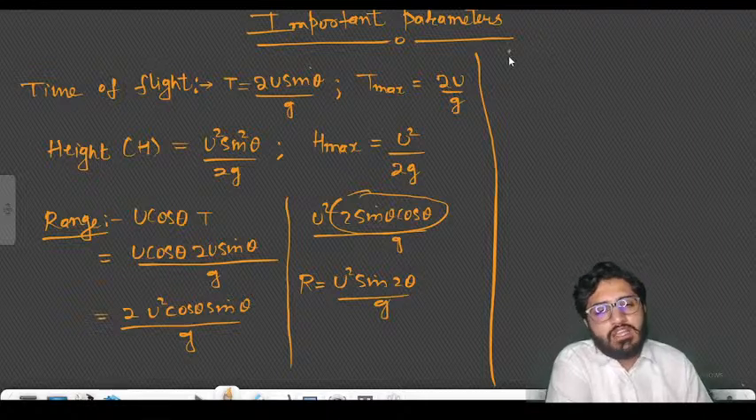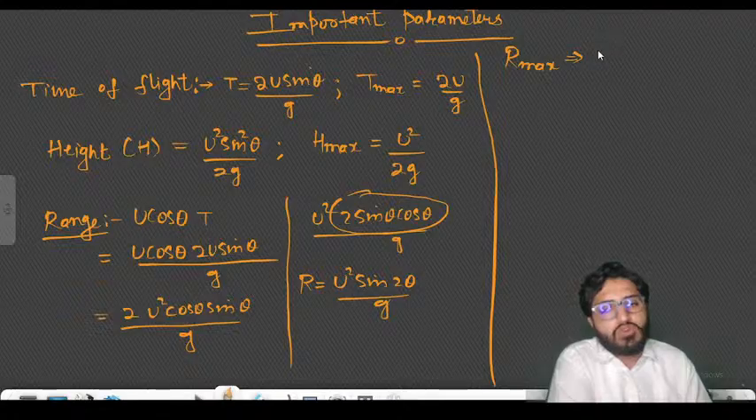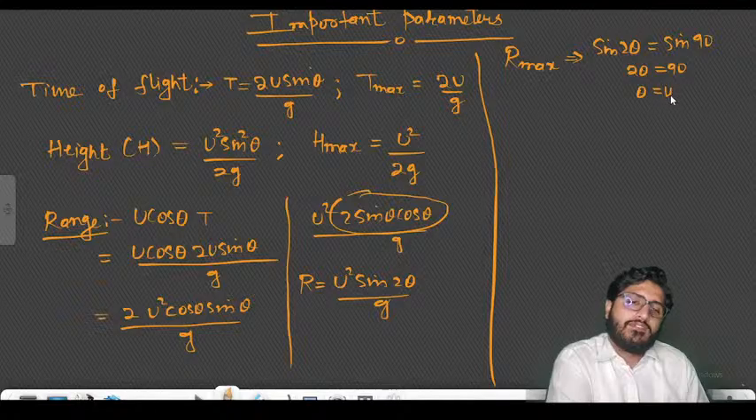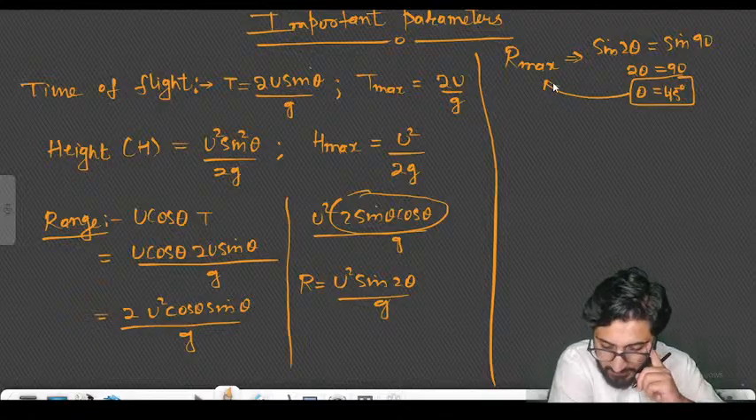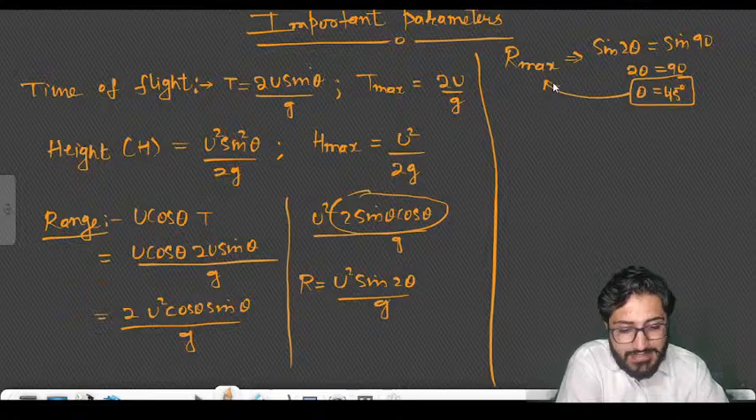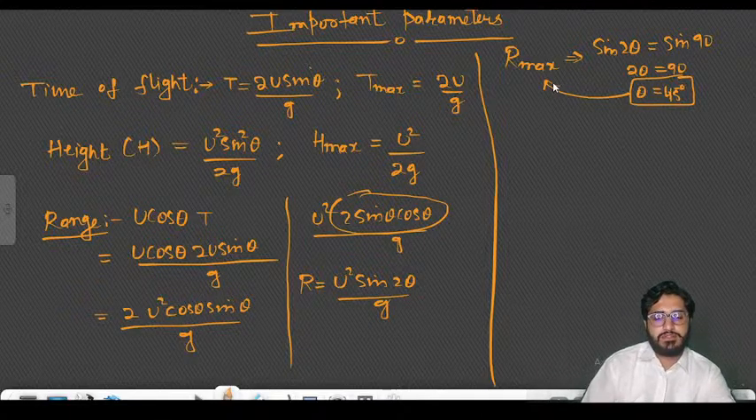So if we have to find out range maximum, sine 2 theta should be maximum, that is 1, that is sine 90 degree. So 2 theta is 90, so theta is 45 degree. That means if the projection angle is 45 degree, you will get your range as maximum.